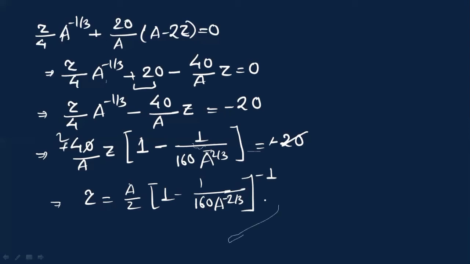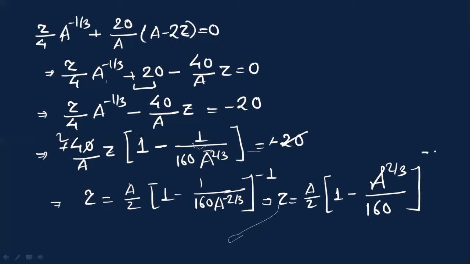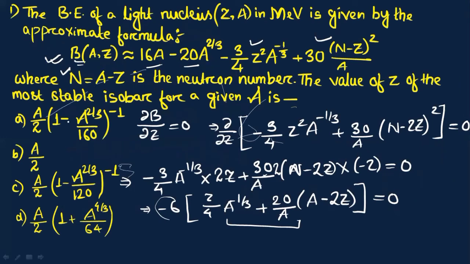All right. So finally from this what you can write? Z is equals to what? A by 2 within the bracket 1 minus a to the power 2 by 3 as it is negative divided by 160, complete you are having minus 1. All right. When you will check the option, you will find it to be option 1. What you got? A by 2, 1 minus a to the power 2 by 3 by 160 to the power minus 1. Right. So your correct option is option A. So you will get this type of questions. Okay. When you will see the questions related to the binding energy, or you can say the mass parabola stability, then you will have this type of questions.